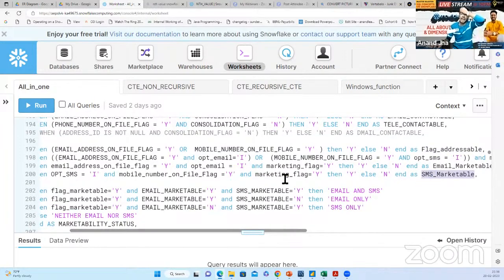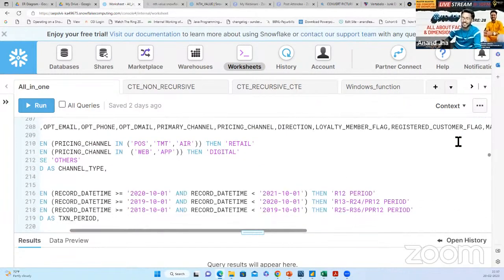SMS: whether I can target that customer by SMS or not. If the customer has opted for SMS, has turned the mobile number on, and his marketing flag is on. Many a time when you register on any website, there's an option: do you want to receive any updates from us? If you click yes, that means I'm marketing to you, and you will receive all the marketing related updates. But if you uncheck it as no, you won't be receiving such updates.